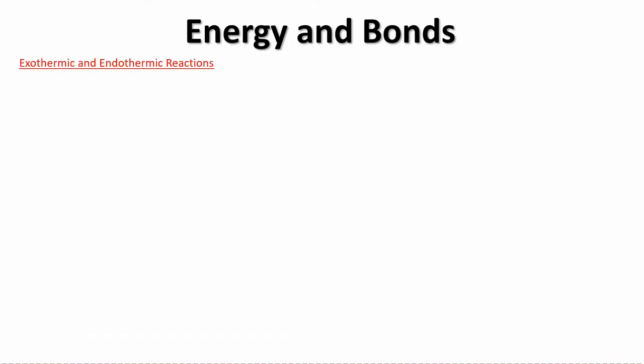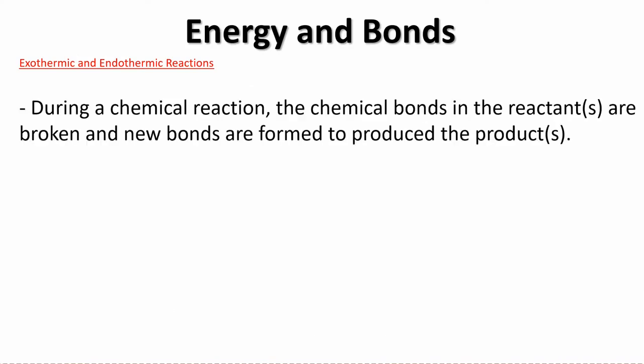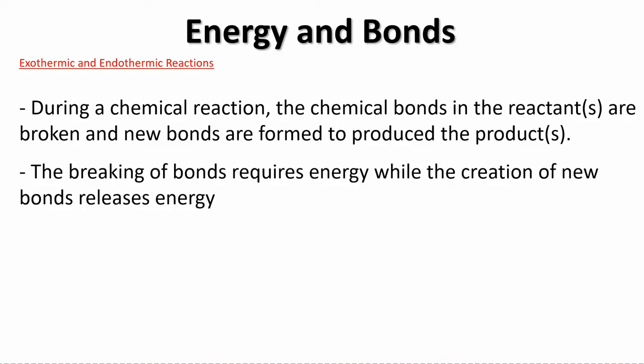So we're going to talk about some exothermic and endothermic reactions here. So during a chemical reaction, the chemical bonds in the reactants are broken and new bonds are formed. So the breaking of bonds requires energy, while the creation of bonds releases energy. So really it's a 2-step process.